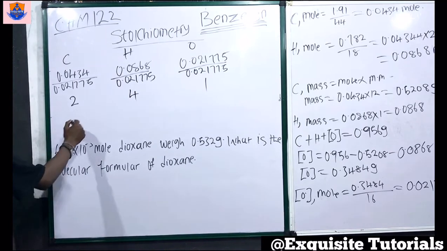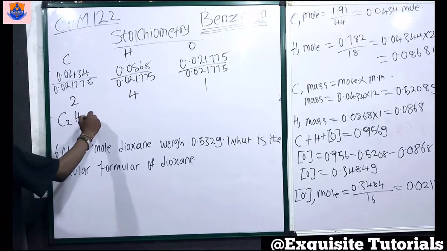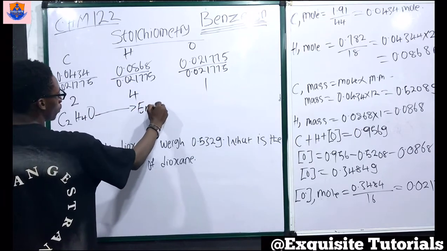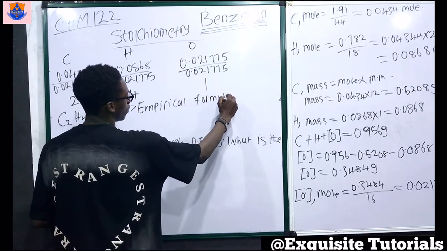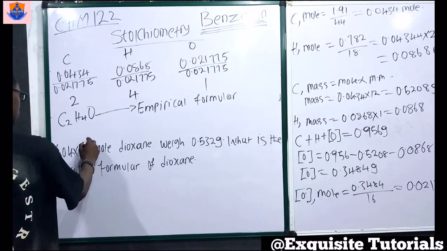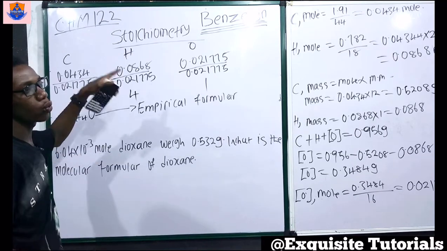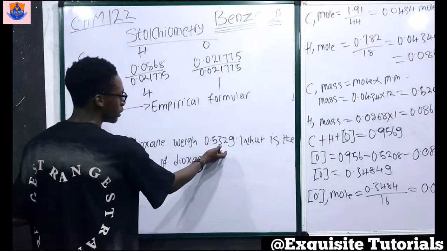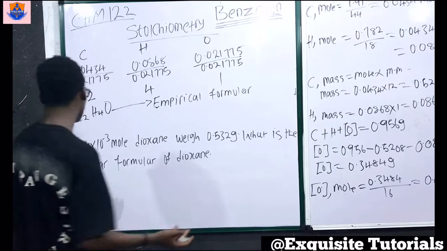All right, so our empirical formula here should be C2H4O. Now this is the empirical formula. Now we have to find the molecular formula. From here, they gave us the mole of dioxin, which is the sample, the compound we're looking for. Then they gave us the mass here as 0.532 gram. Now I ask, what is the molecular formula?